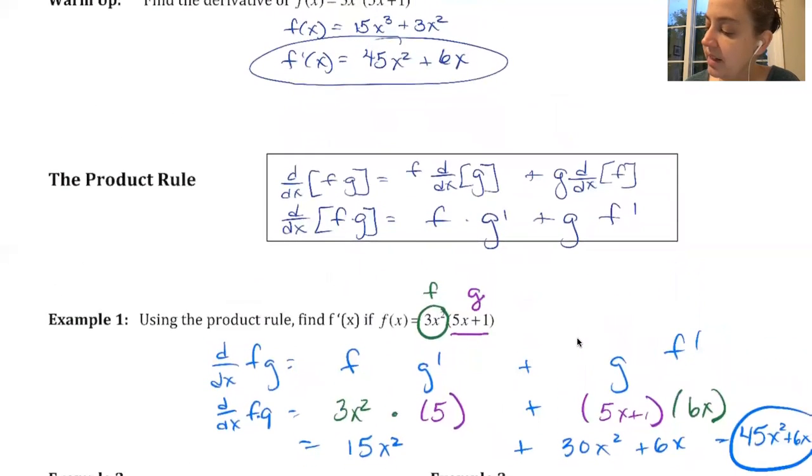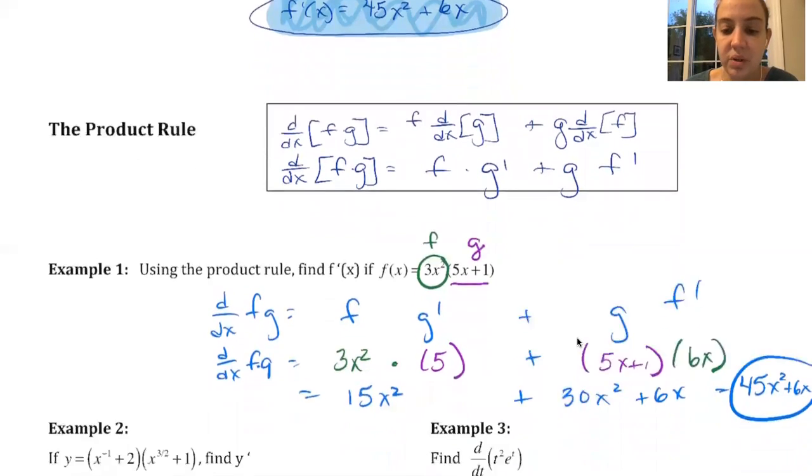45x squared plus 6x. Wait a minute. Check out our warm-up. Let's make that bigger. There it is, 45x squared plus 6x. We got the exact same thing. So sometimes it's easier to do algebra first. Sometimes it's easier to do the product rule. And sometimes you have no choice but to use the product rule.